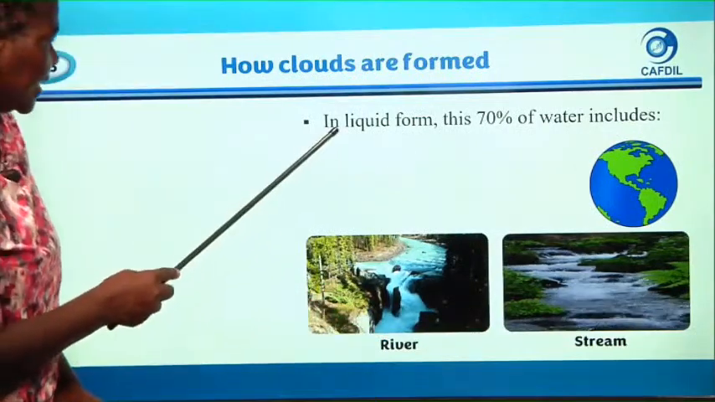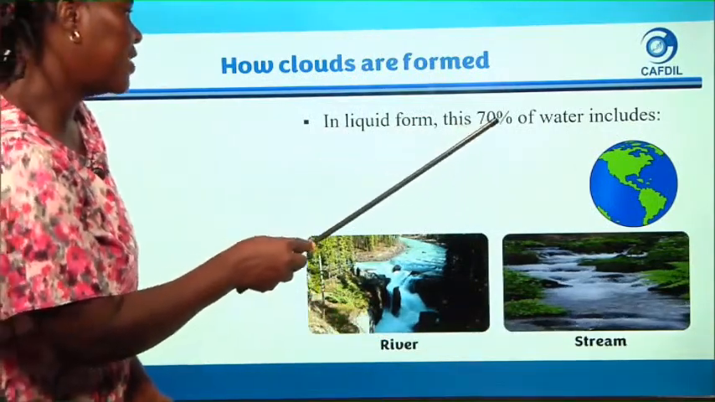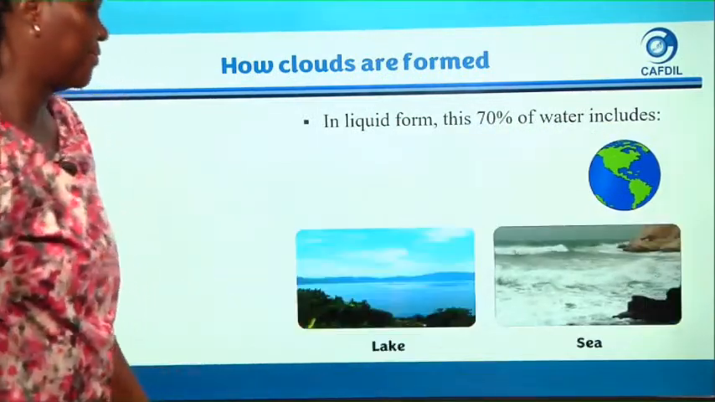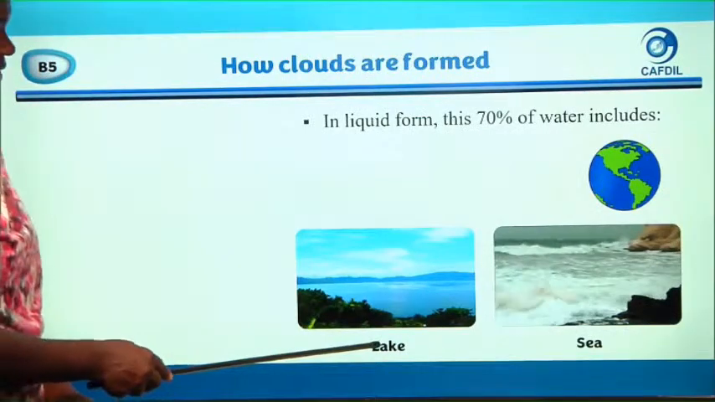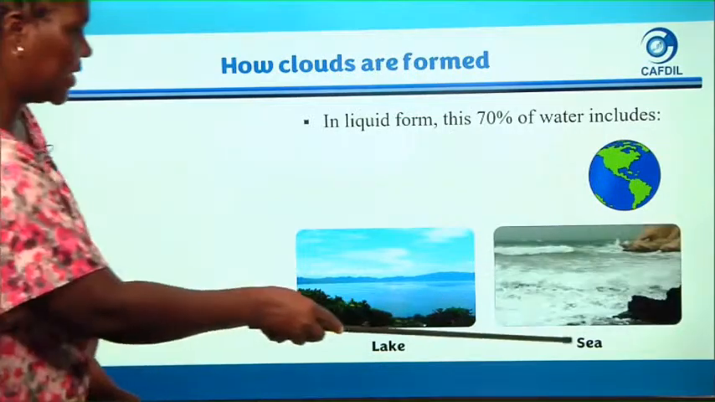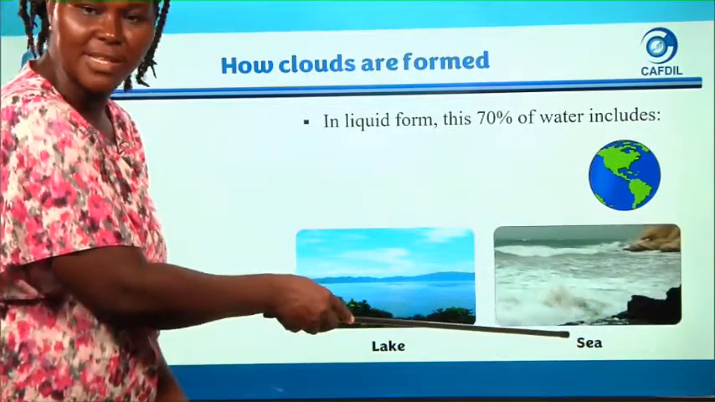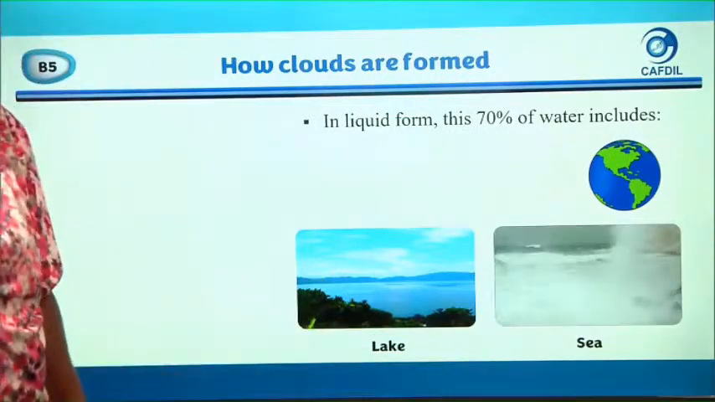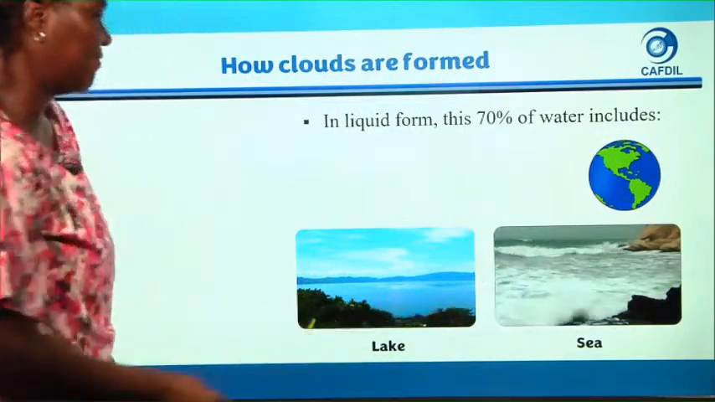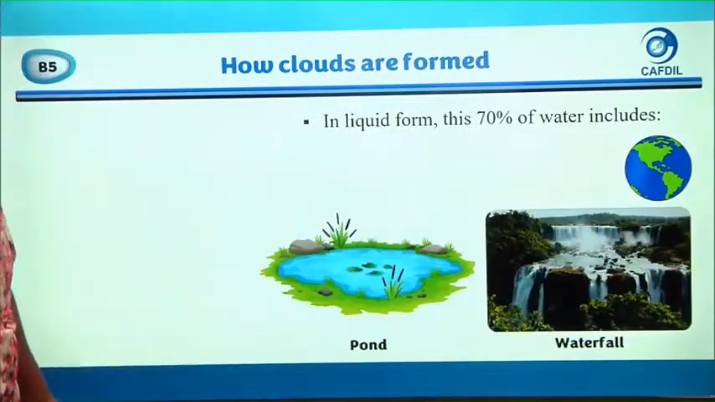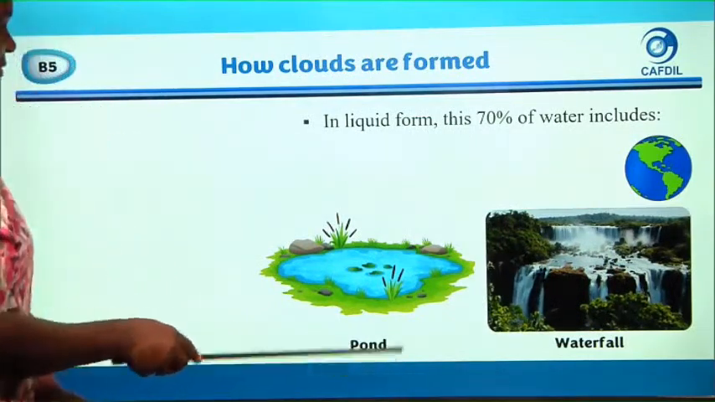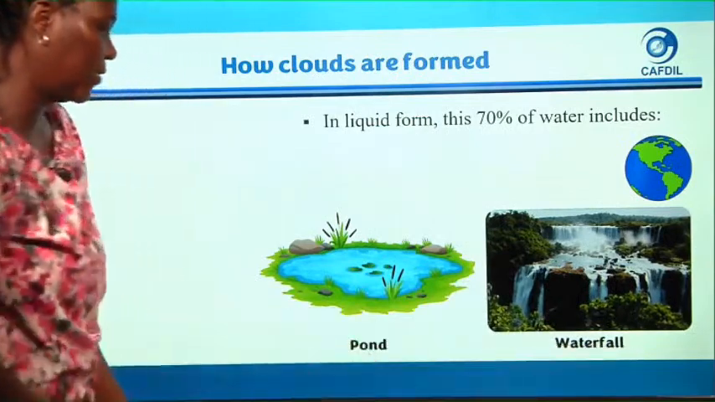So, in liquid form, this 70% of water includes river and stream. We have the lake, which is not moving. And the sea. Some of you have seen the sea before, others haven't. Now this is the sea. And then we have the pond, and the waterfall.